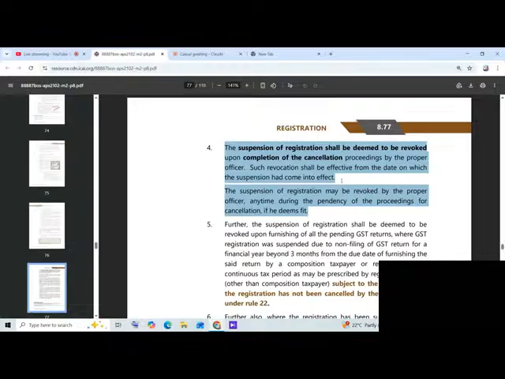Suspension of registration deemed to be revoked upon completion of cancellation proceedings. Suspension of registration may be revoked by proper officer anytime during the pendency of proceedings of cancellation.